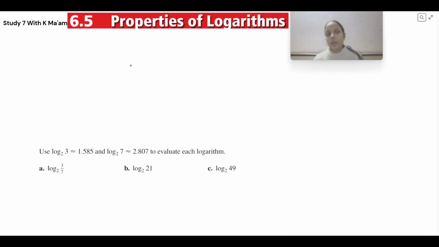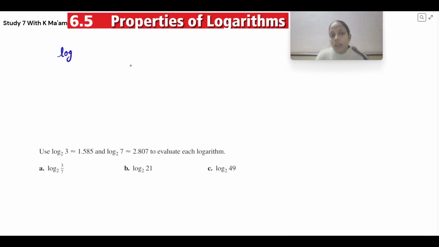Everyone, today we will do 6.5, properties of logarithms. The properties work for every base, whatever the base. The base can be 10, or exponential e, which you write as ln, the natural log base, or another base. So I'm writing for log.